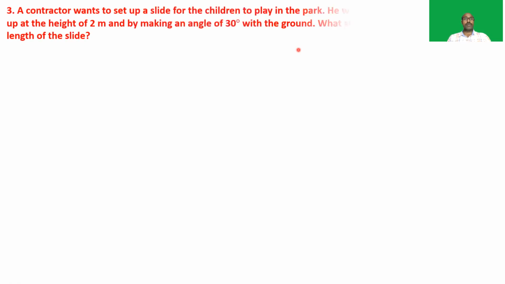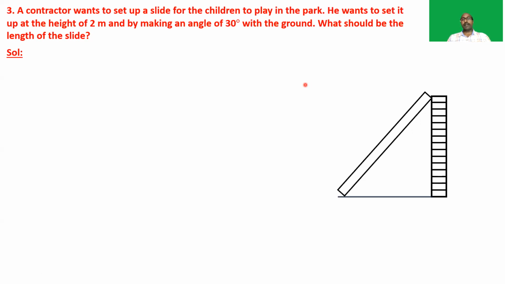A contractor wants to set up a slide for the children to play in the park. He wants to set it up at the height of 2 meters and by making an angle of 30 degrees with the ground. What should be the length of the slide? That's the problem. Okay. So now imagine the scenario. This is the picture regarding the problem. Here the height of the slide is 2 meters and this is the length of the slide that we have to find.